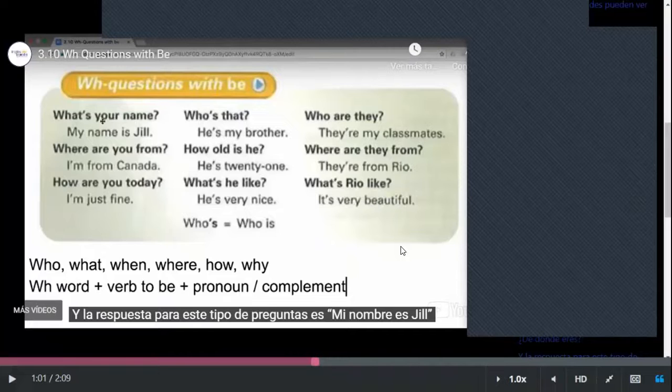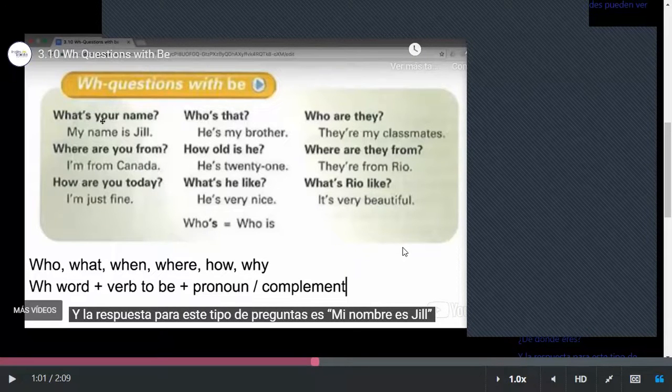My sister's favorite singer. Vaya, ahí le vamos a poner una comita a sister y una S. My sister's favorite singer is. All right, Elizabeth, thank you.